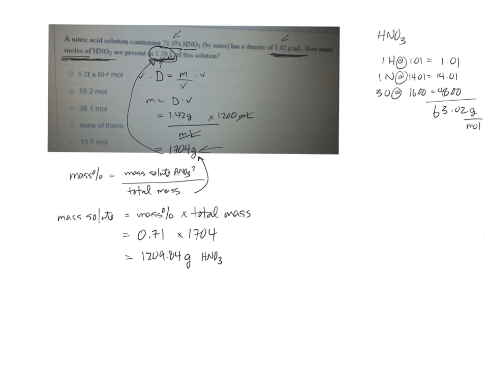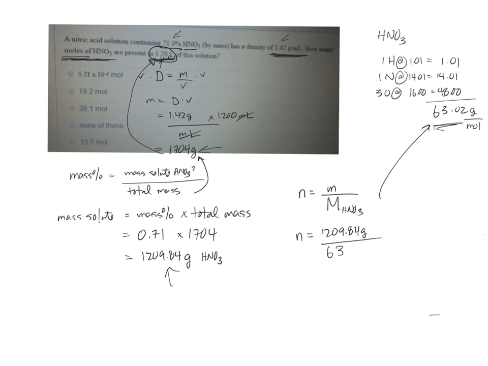So now I've got a formula. Moles of anything is equal to the mass that you have of it divided by the molar mass. So the mass I have is this: 1209.84 grams divided by the molar mass of HNO3, which I conveniently figured out. Hopefully it's still recording. Alright, so the molar mass is there.